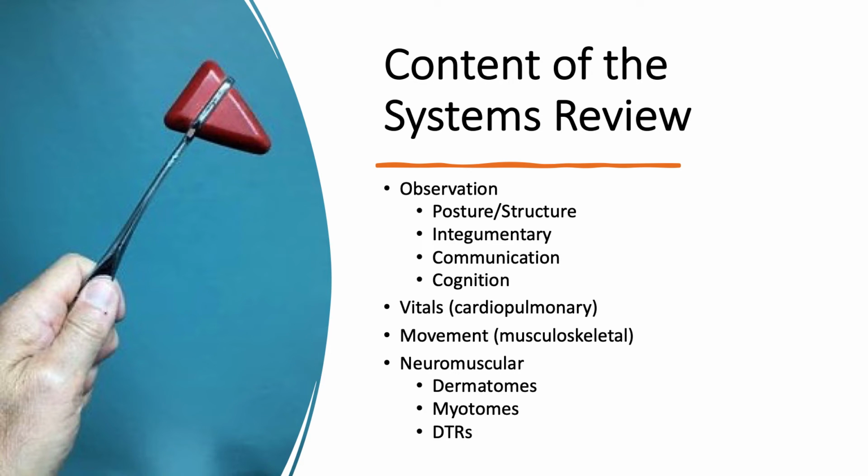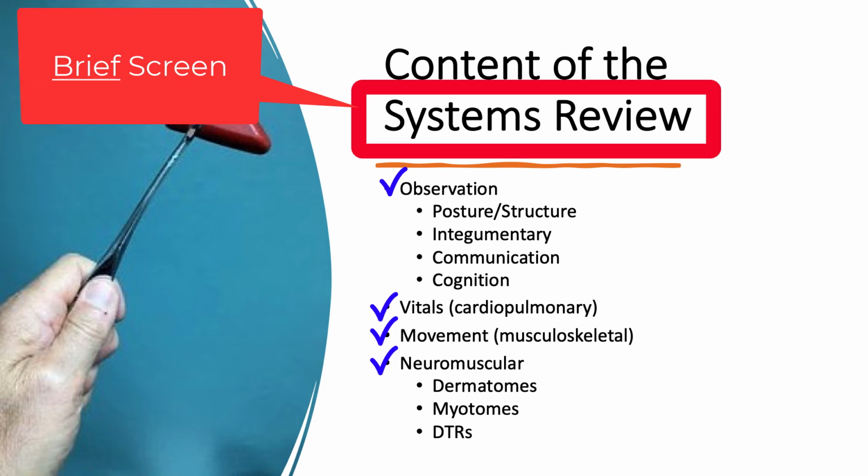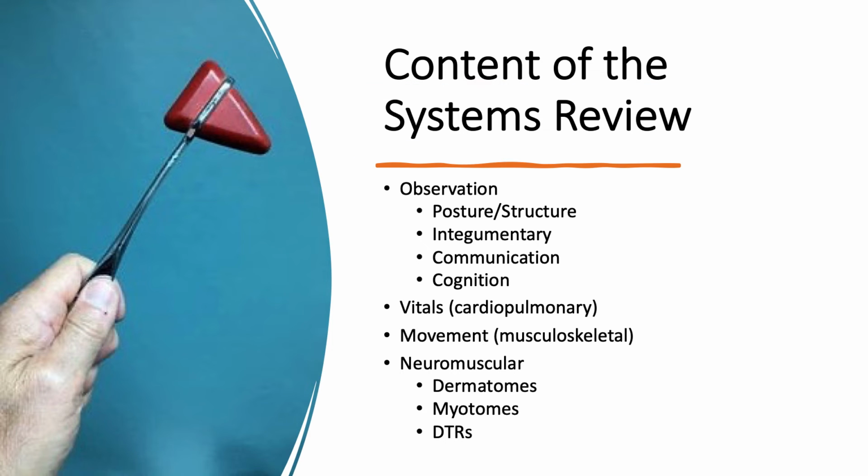And that systems review consists of observation, including an observation of cognition and communication, taking vital signs, doing a movement screen, and doing a neuromuscular screen that would include dermatomes, myotomes, and deep tendon reflexes. And we try to reiterate that these are screens, like for instance that the myotomal screening is not manual muscle testing, that those are two different things, and that the purpose is very different between them. So we try to make that distinction for them, and I don't know that it always sticks, so that's another thing that could be reinforced in subsequent semesters.